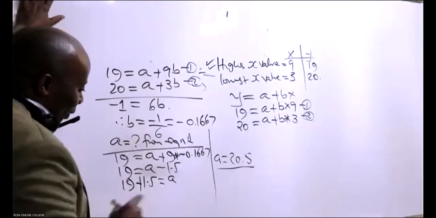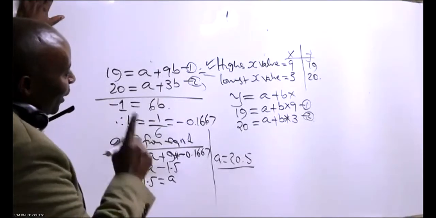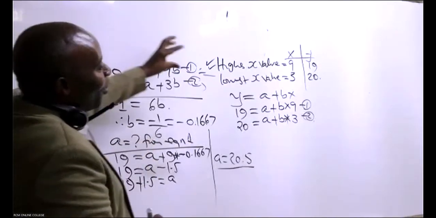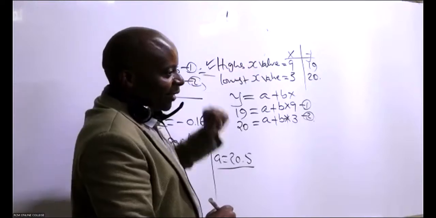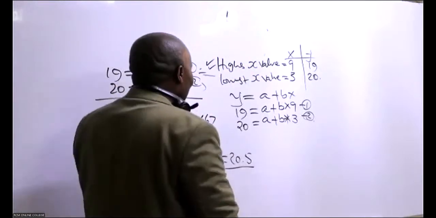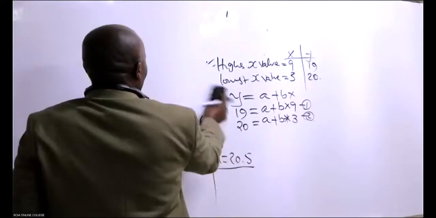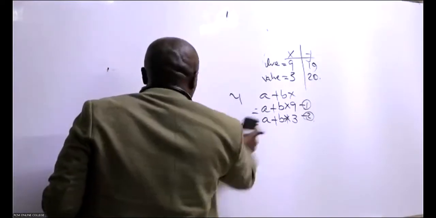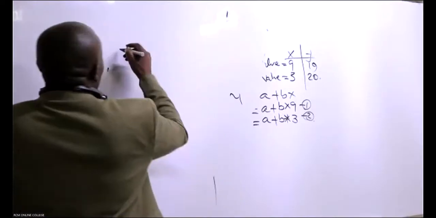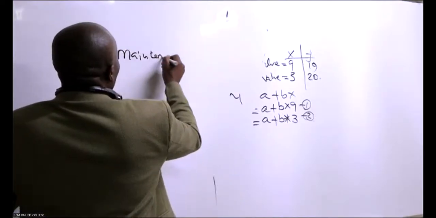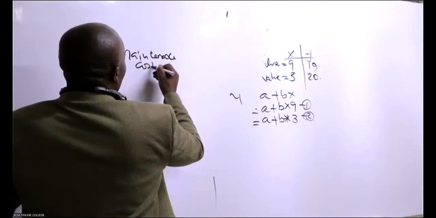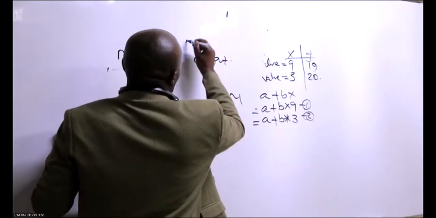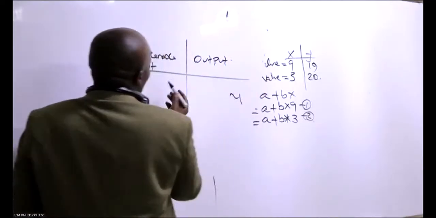But again, there is a catchword. And your examiners always use this catchword to catch so many students. Your examiner will not tell you which one is X and which one is Y. Your examiner will come and give you something like this. He'll give you two variables: maintenance cost, and output from a machine.